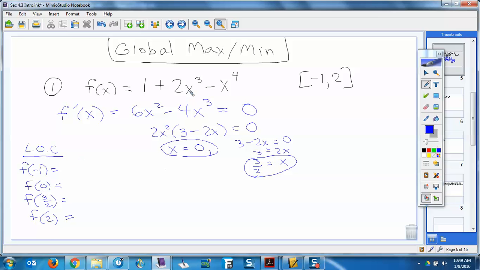So 0, that's easy. That'll be 1. Put a -1 in there. That'd be -1. That'd be -2. -1 to the 4th would be 1. So 1 minus 2 is -1 minus 1. That's -2, I think. 2 would be 8 times 2 is 16. 2 to the 4th is 16. 1 plus 16 minus 16, that'd just be 1. What about 3 halves?